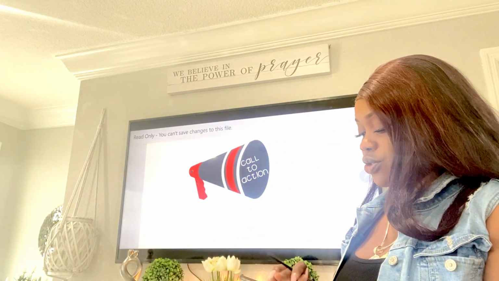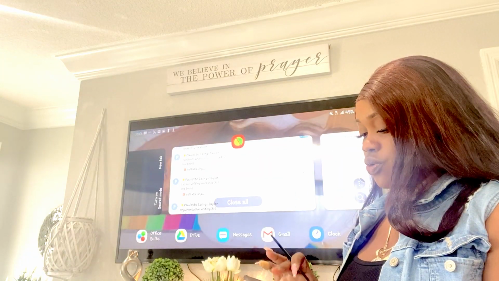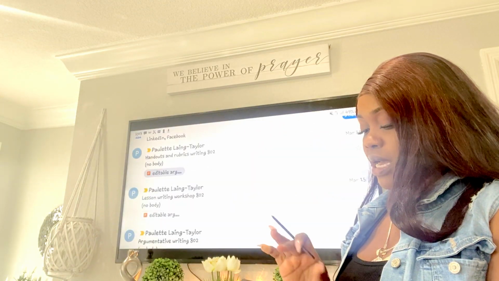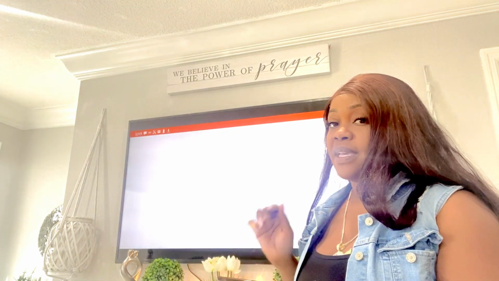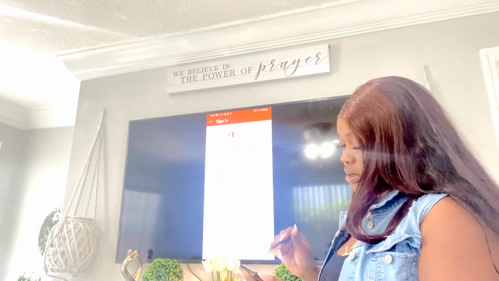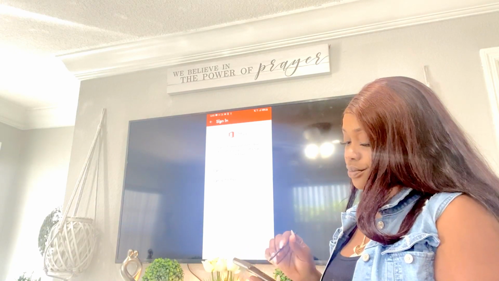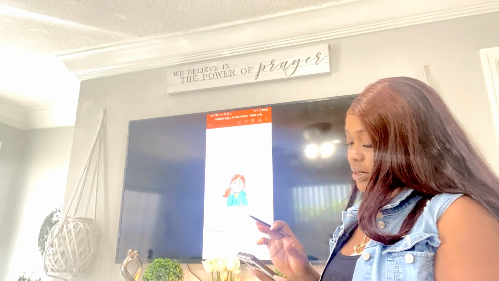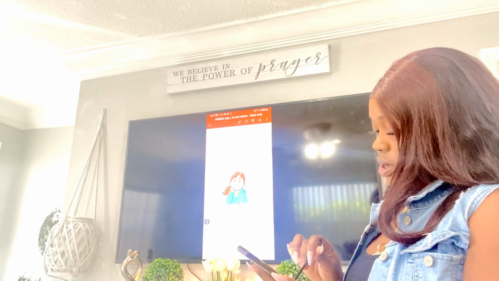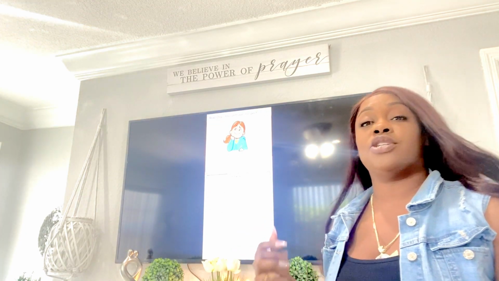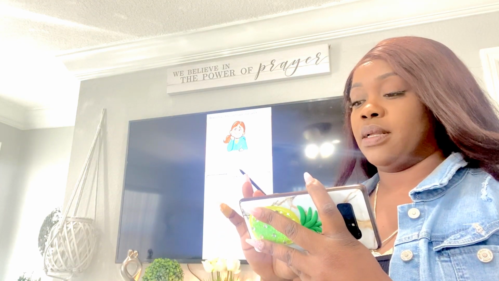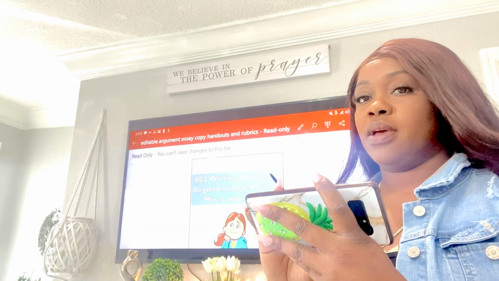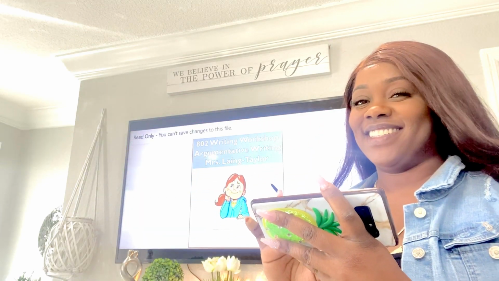Now I do want to take the time to go to your handouts and rubrics, because this is where it states the instruction for your topic. So guys, let me turn my computer this way. My phone this way. Okay, here we go.